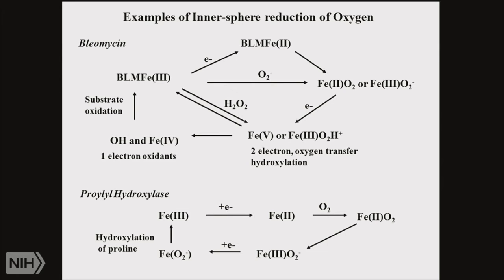And this reduction in electron is generally by ascorbic acid. So lack of vitamin C, scurvy, they have all sorts of problems. And this is the major cause of scurvy because we're not reducing our prolyl hydroxylases.